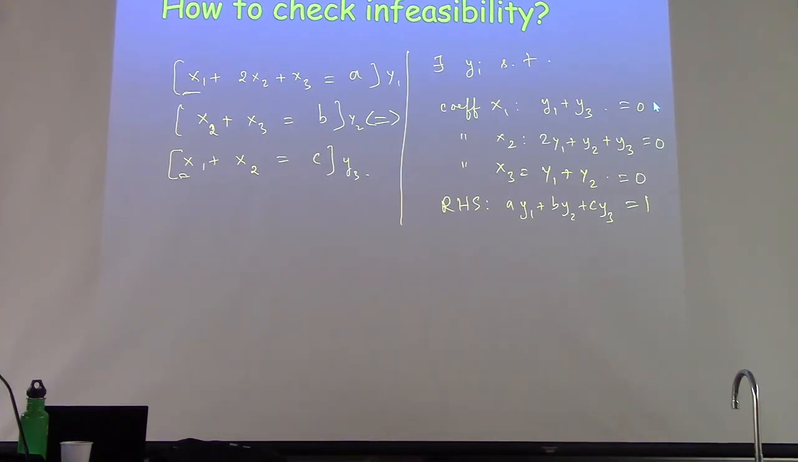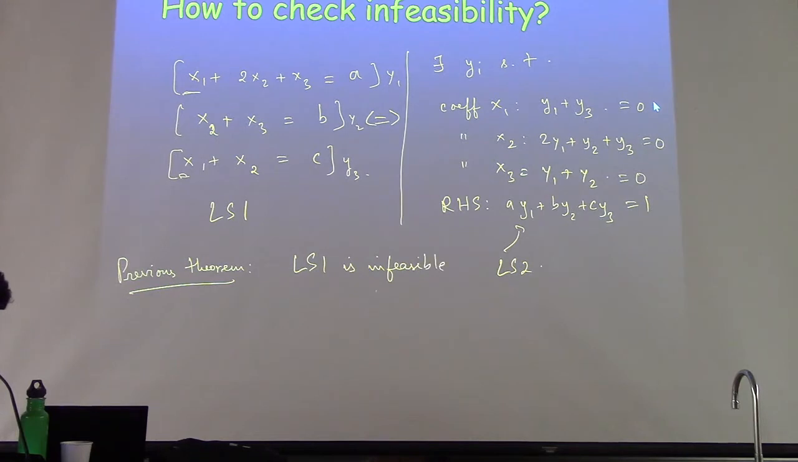So what the previous theorem says is, the important thing to notice here is that this is also a linear system, right? I started off with linear system 1 and I produced this linear system 2. And what the previous theorem says is that LS1 is infeasible if and only if LS2 is feasible.